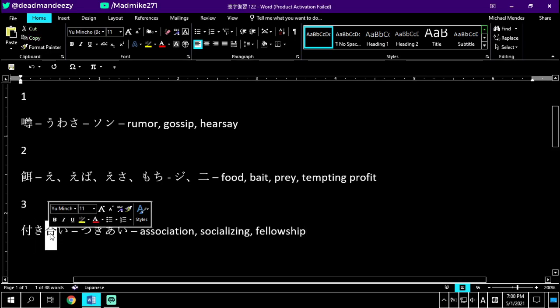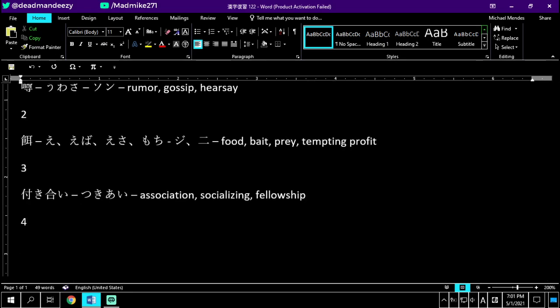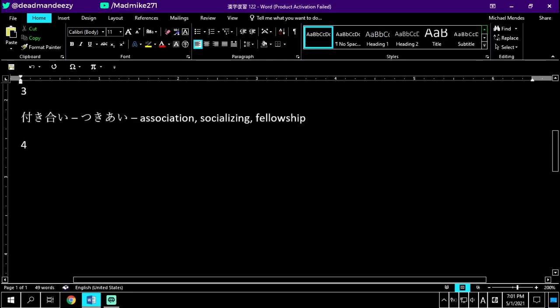And the right side is to fit or match. So if you're attaching yourself to, joining with someone else, it's an association, or tsukiai. Association or fellowship. Number 4. Since we've already studied both of these kanji, I just wrote down that word 3 to 5 times and called it a day for that one.